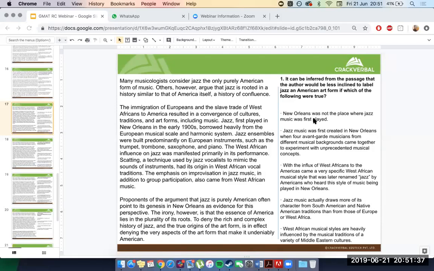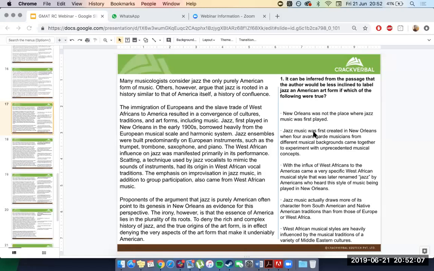Now, this is the view of the other group. This is the view of the pure American team. We know that the author is not on that team, so we can very easily eliminate it. But it's interesting that that is an option that they've put, for people who believe it was on that team. They don't just put a random option with random words. They try to think about how you might mess up in your understanding and give an option that is plausible given that mess up. So, New Orleans was not the place. That is not what the author would think. That is what the others would think.